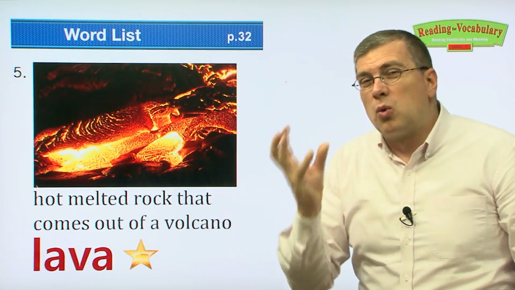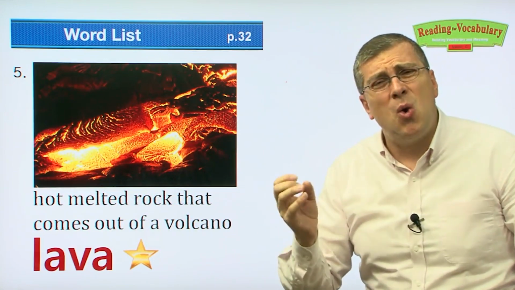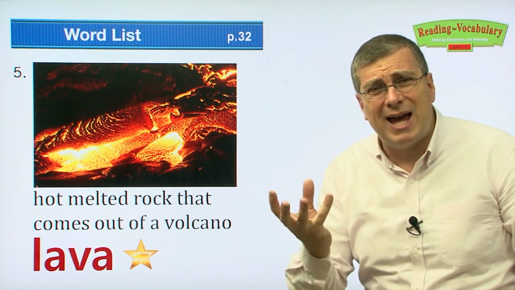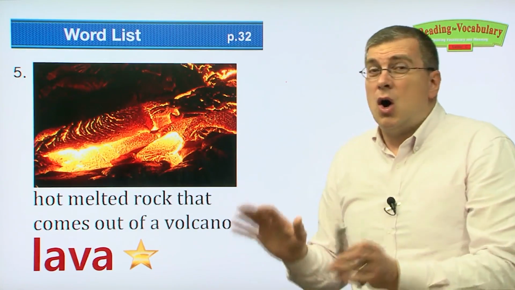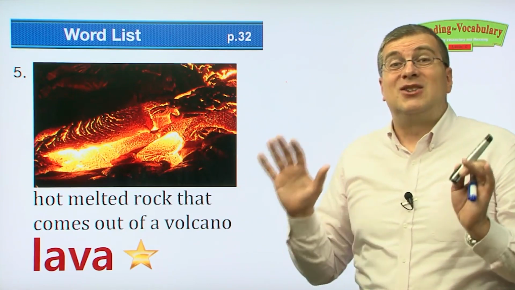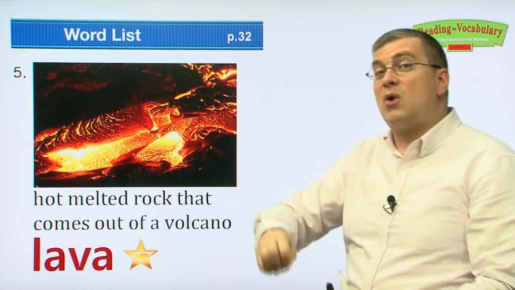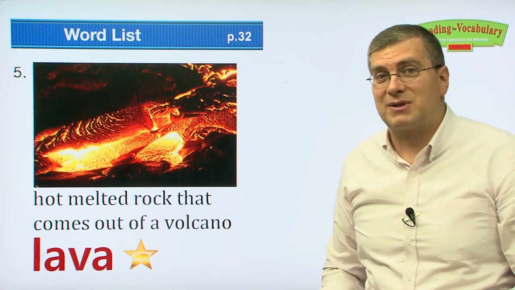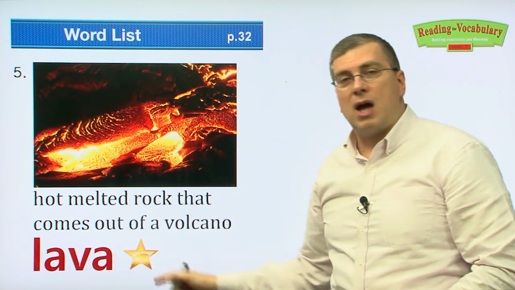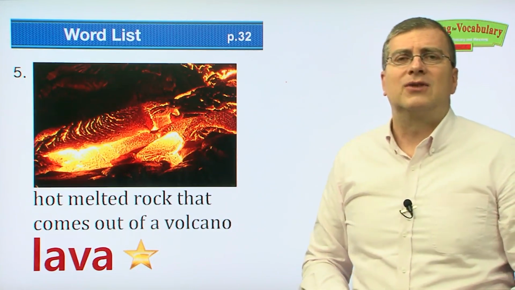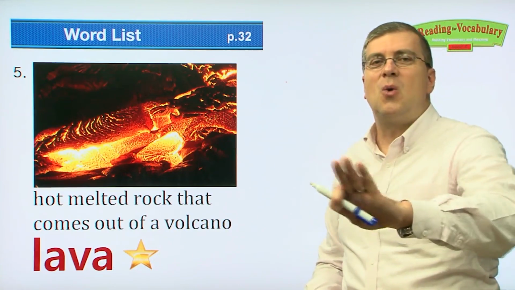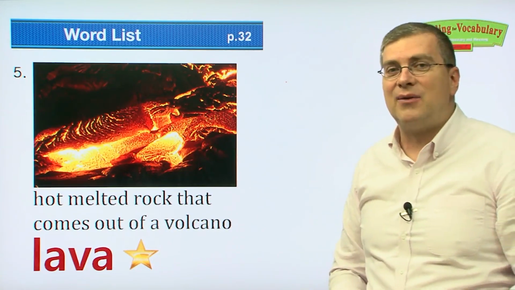Imagine rock that is so hot, it's red and it's liquid. Don't go near that. It's really dangerous, right? So you should not be close to a volcano when it erupts, right? Because if the lava touches you, whew, that's really dangerous. So you don't want to be close to the lava.